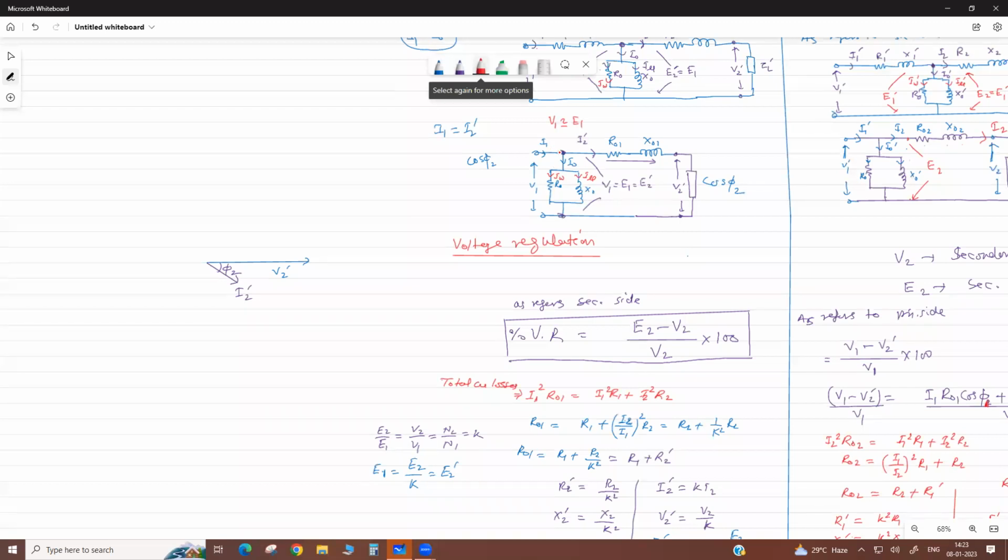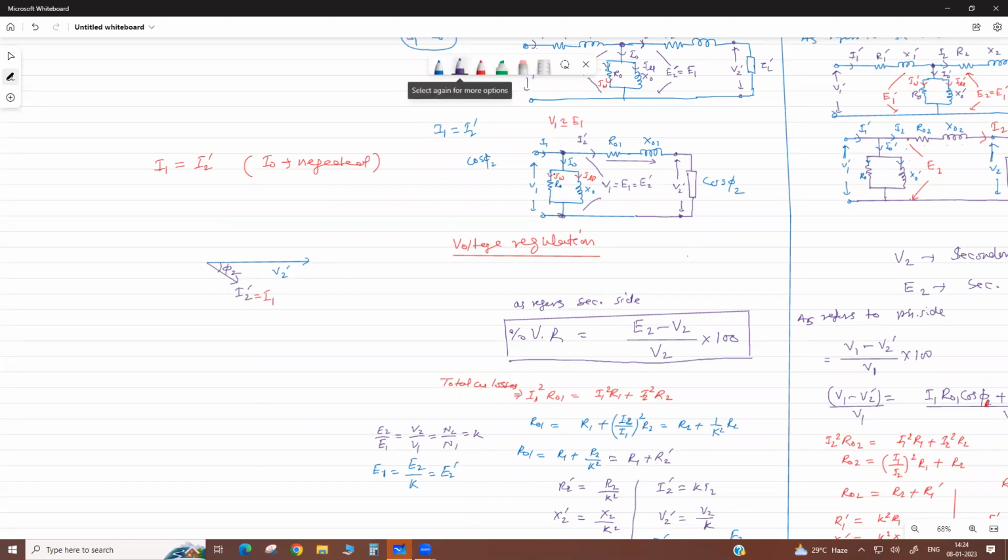Okay. Correct, because we consider this I1 equals I2 dash, because I0 we have to neglect. Okay. So this is I1. Okay.